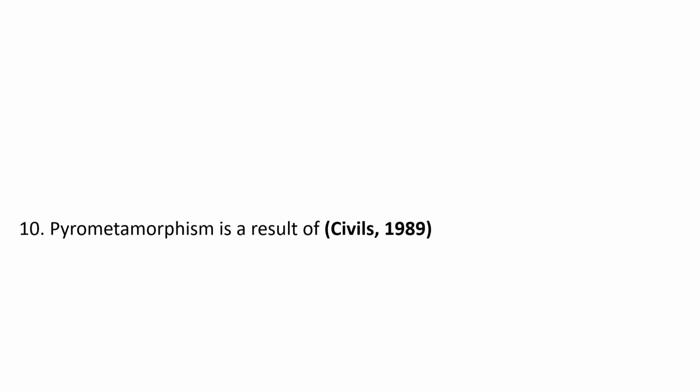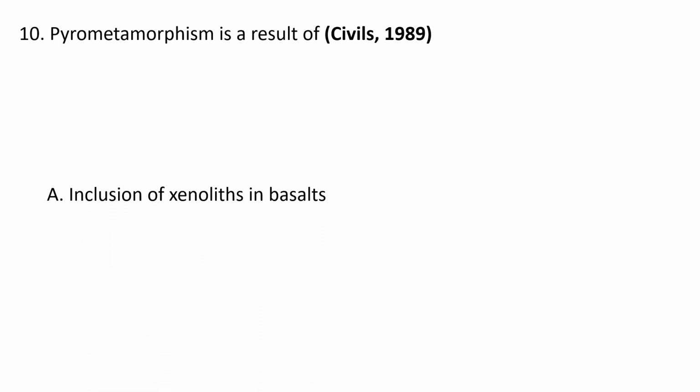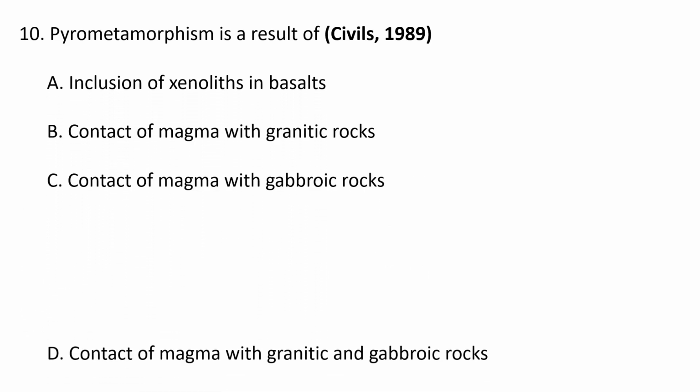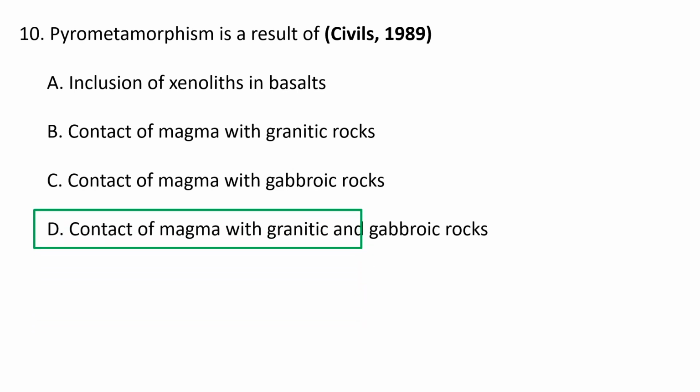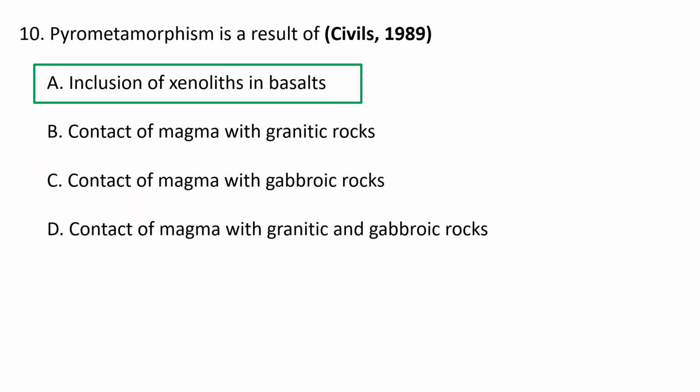Next is pyrometamorphism is a result of A. Inclusion of xenoliths in basalts, B. Contact of magma with granitic rocks, C. Contact of magma with gabbroic rocks, D. Contact of magma with granitic and gabbroic rocks. Pyrometamorphism is a result of inclusion of xenoliths, which are foreign substances, in basalts. So pyrometamorphism is a type of metamorphism in which rocks are rapidly changed by heat, that means coming from a rapidly emplaced extrusive or intrusive igneous rock.